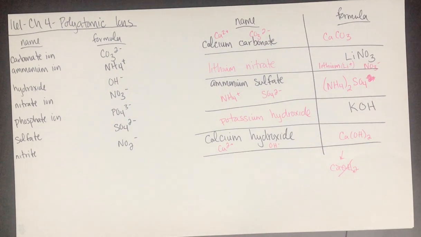So this is some good practice for writing the names and the formulas for polyatomic ions. Again, you are only responsible for these 7. Any of the others that are not on this list of 7, you would be provided information about them. But you will be expected to do stuff like this on the next exam.